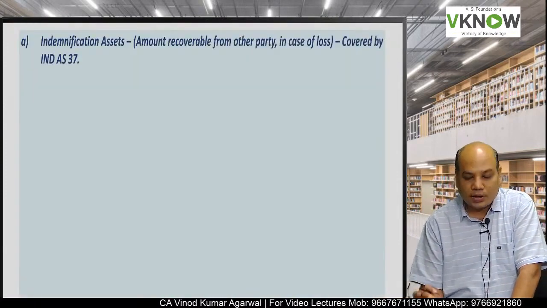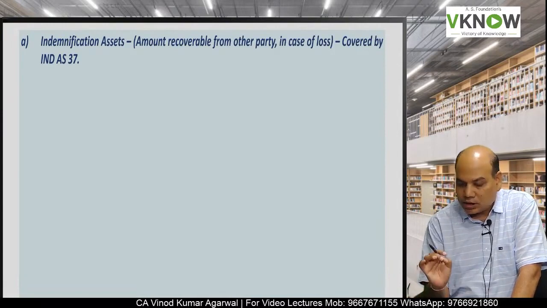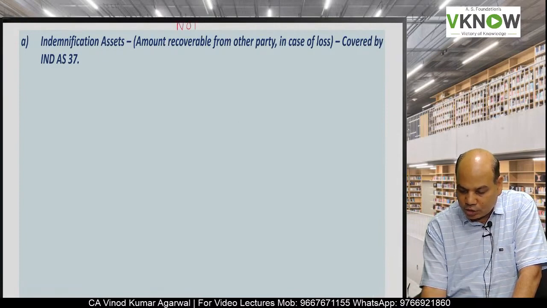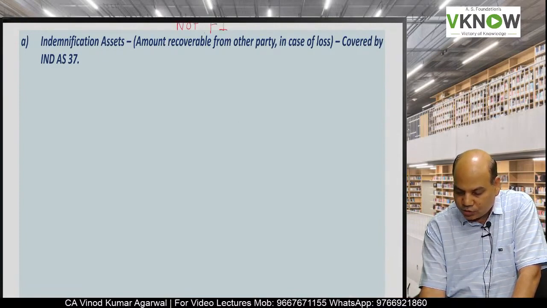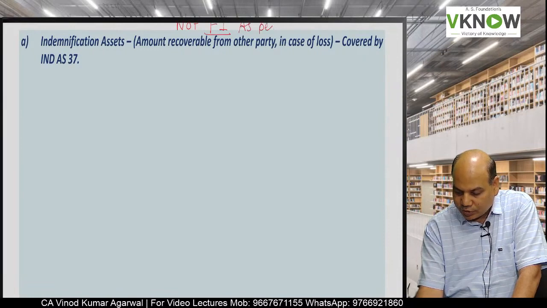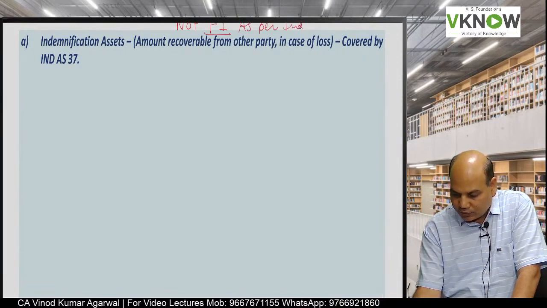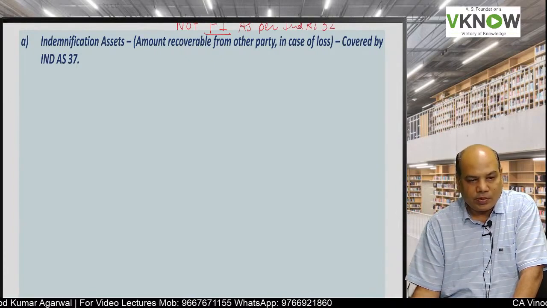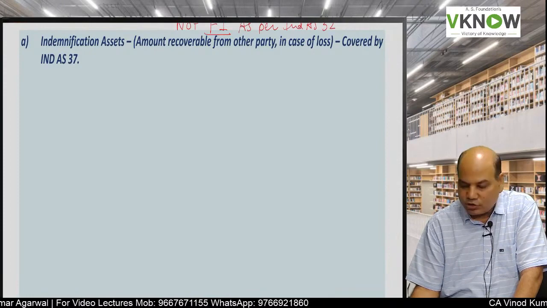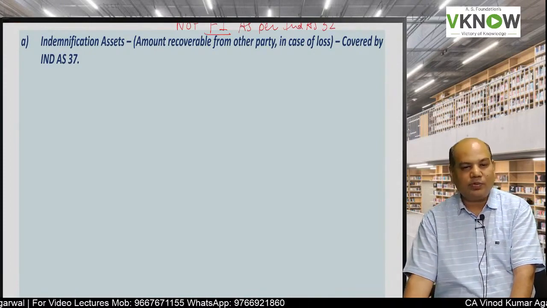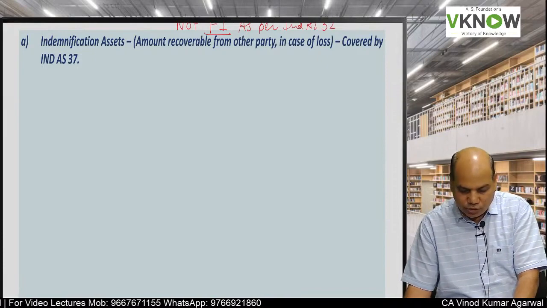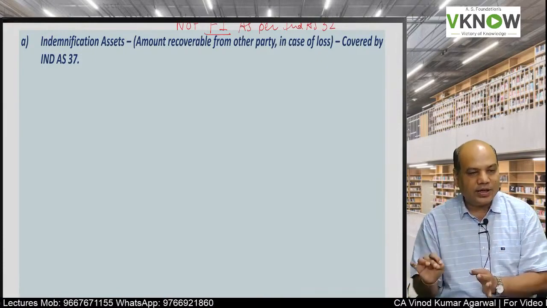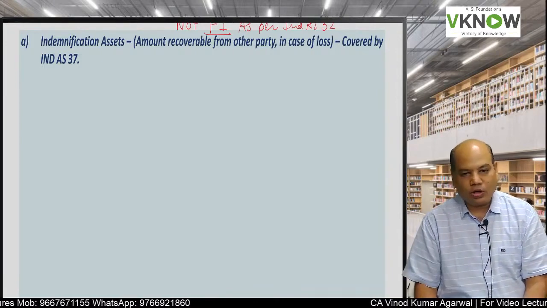Now there are some contracts which are receivable or payable, but these are not financial instruments as per IND AS 32. So they may be receivable or payable, but these are not financial asset or financial liability as per IND AS 32 or IND AS 109. So this is a list of exceptions, that is, on these items IND AS 32 will not apply.